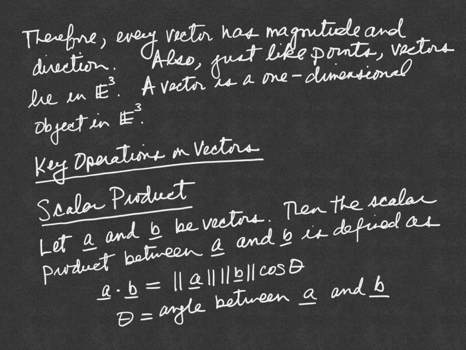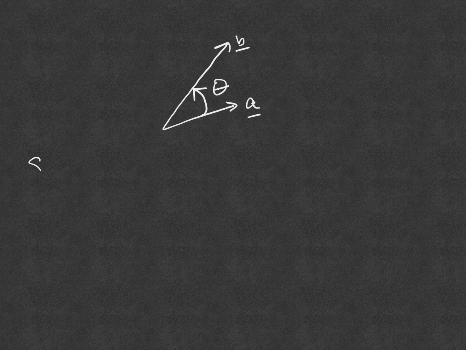Schematically, what that looks like is as follows. If I have a vector, call this vector A, and I have another vector, I'll call it B, theta is the angle between A and B. Now, you can actually see from this definition that there's a way to define the magnitude of a vector.